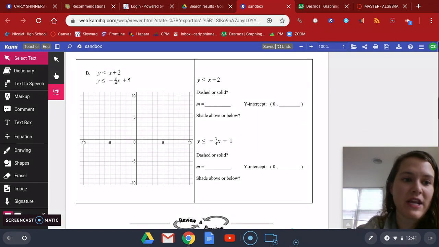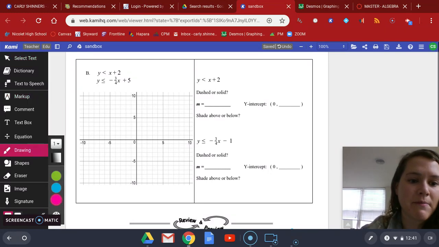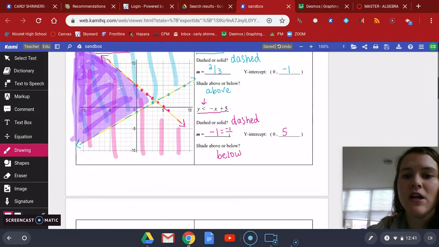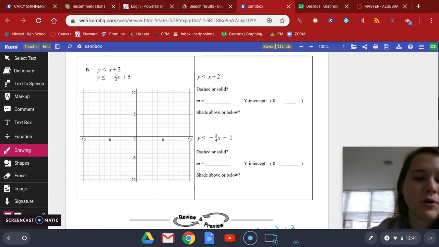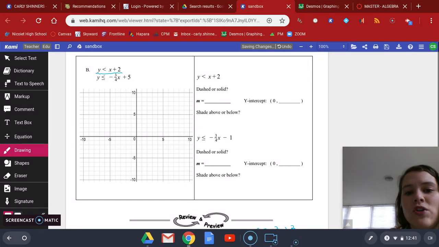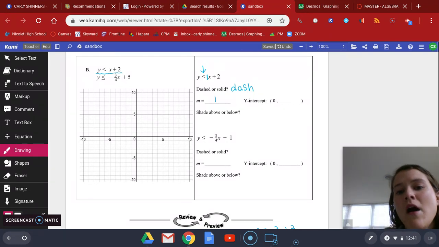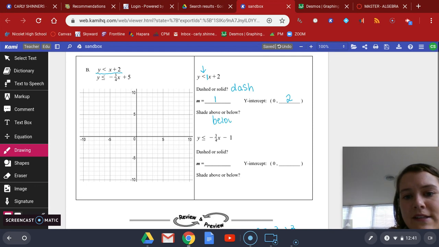Let's try another one here. So again, it helps my brain to keep things color coordinated. So let's start with blue again. So blue first. All right, so our first inequality here, y is less than x plus 2, is going to be dashed because it's a strictly less than. My slope is a +1, right? If nothing's there, it's being multiplied by 1. My y-intercept is 2, and I would shade below the line since it's a less than symbol.